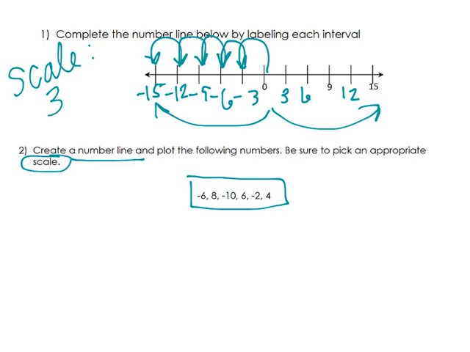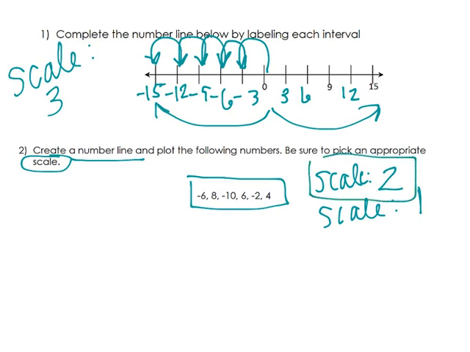Just like our first problem, I'm going to ask myself, what do these numbers have in common? Not focusing on the negatives or the positives specifically, I know that 2, 4, 6, 8, and 10 are all multiples of 2. Therefore, I want my scale to be 2. Or, if I want to make a long enough number line, you can also have a scale of 1. But to show you an example of a scale other than 1, let's go with 2.